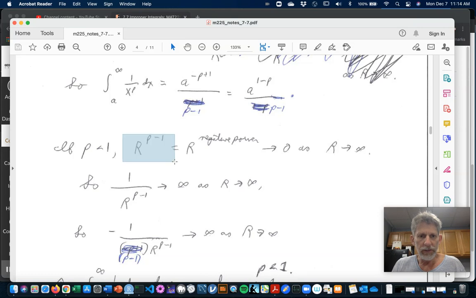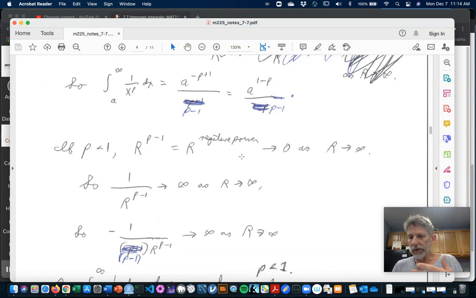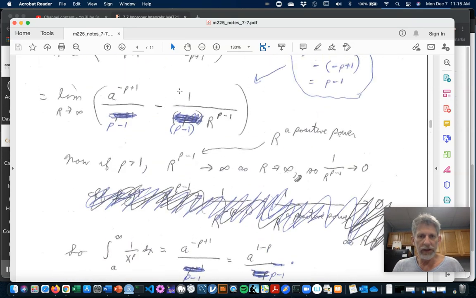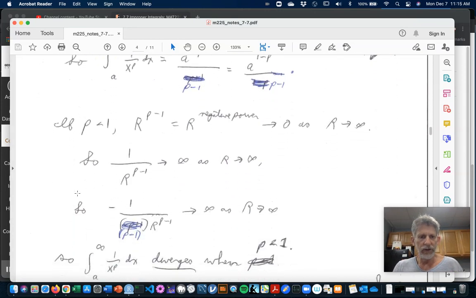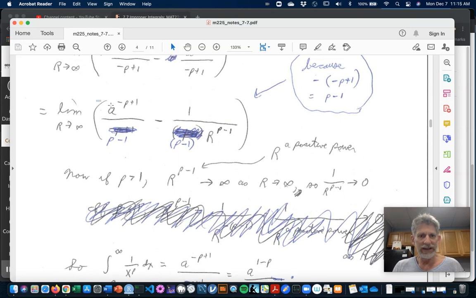Well, then r to the p minus 1 would be r to a negative power. Like, think about the function x to the negative a half, 1 over the square root of x. That goes to 0 as x goes to infinity. So in the same way, r to a negative power has got to go to 0 as r goes to infinity. So that 1 over r to the p minus 1 in the expression up here is going to infinity, and so this expression here is also diverging. And so the whole expression up here diverges.